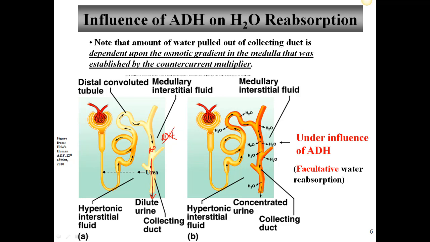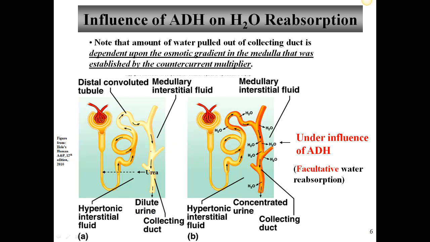So with no ADH or just a little bit of ADH, we excrete a large volume of very dilute urine, which is exactly what we need. We've got to get rid of this body water so that body fluids can be maintained at approximately 300 milliosmoles per liter. Now, what about the opposite case?